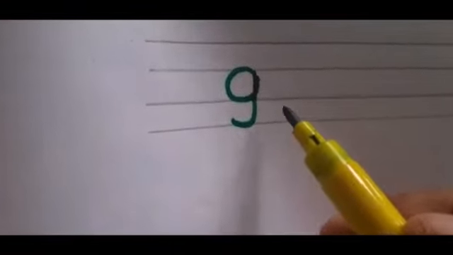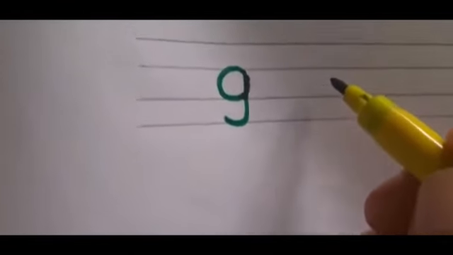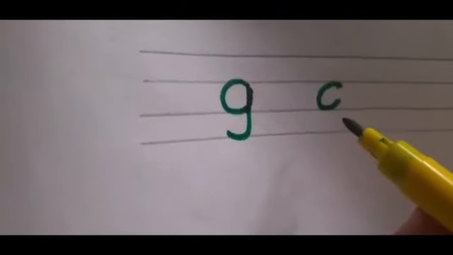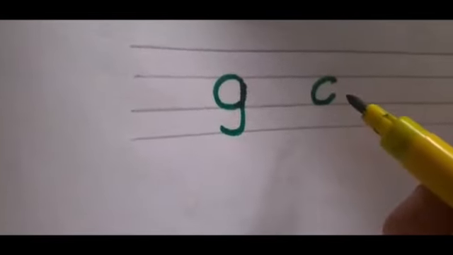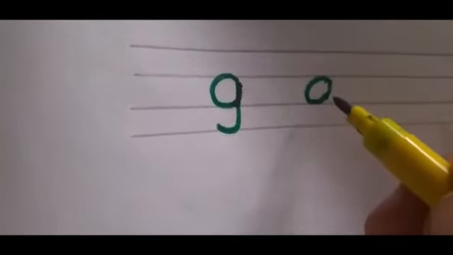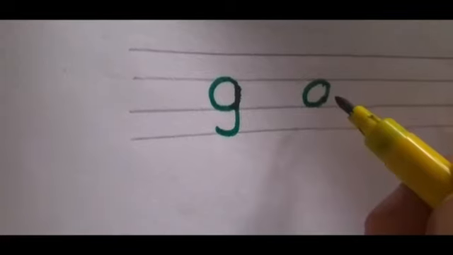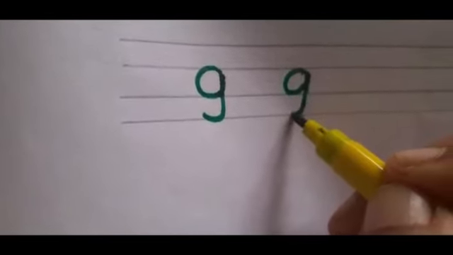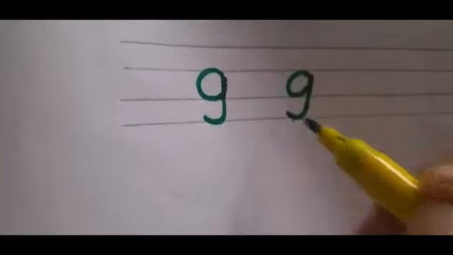Small letter G. Once more. Start from the middle and make a small C. Then go to the middle again and draw a standing line going down below the bottom with a small backward curve.